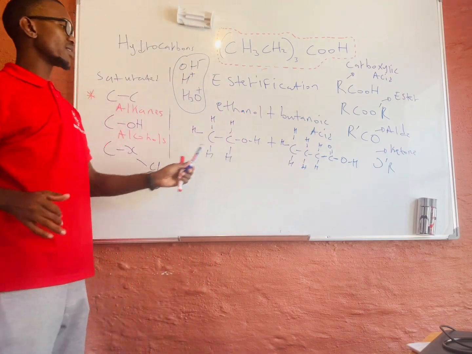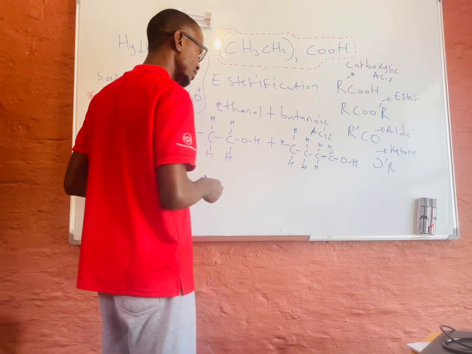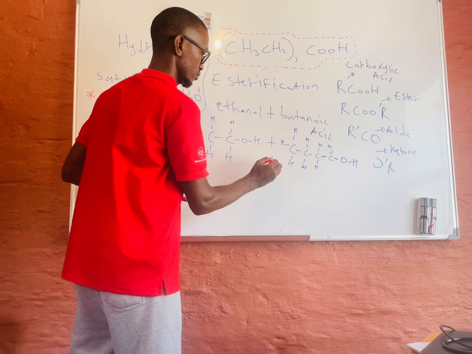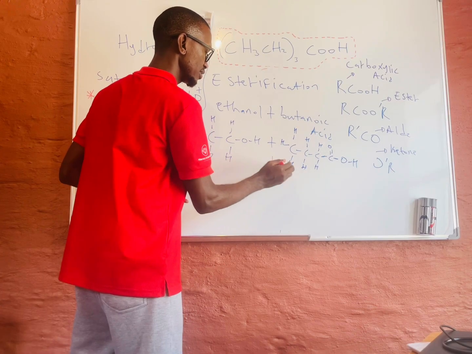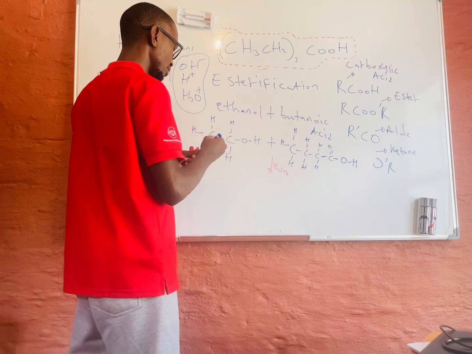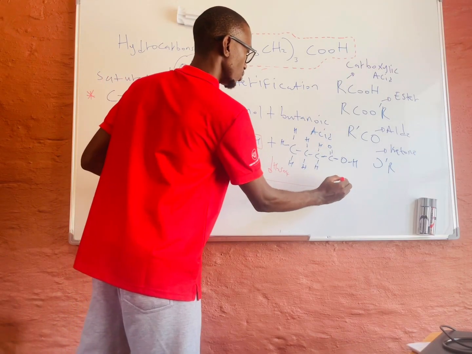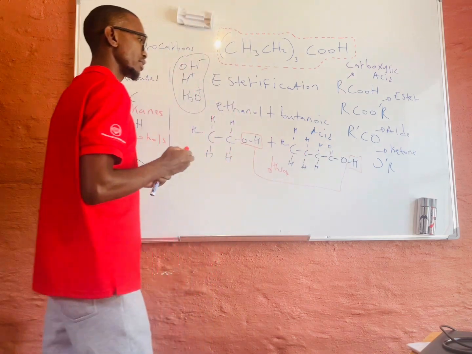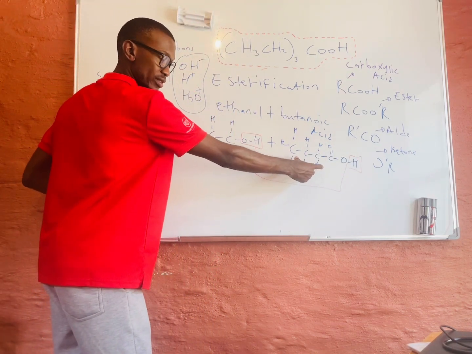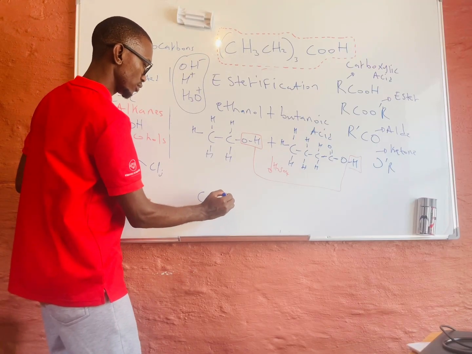From there, we know that these two react in the presence of sulfuric acid, H2SO4, to give us what? Remember, this is what's going to happen. This one is going to react with this H here. We always start with this one when you're doing the structure of an ester. So 1, 2, 3, 4.